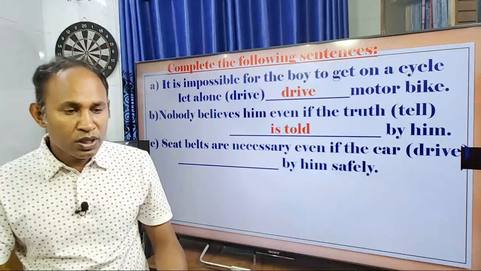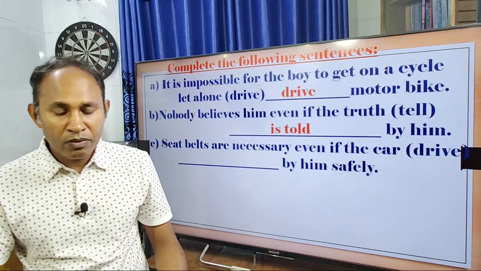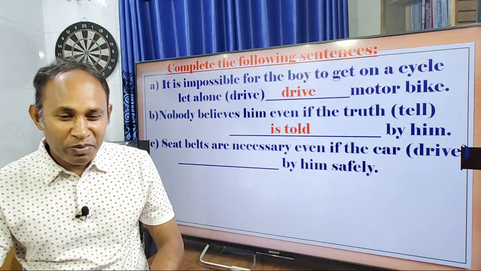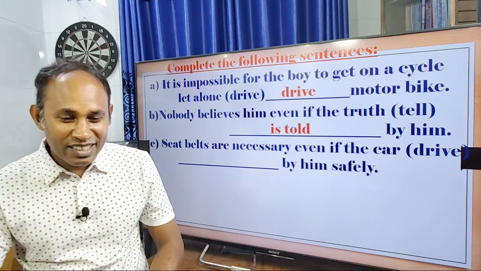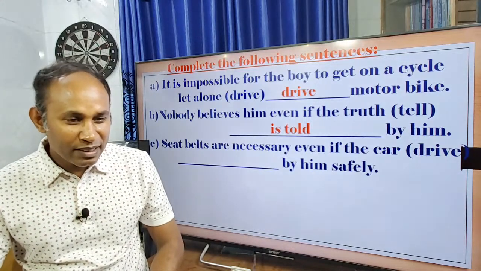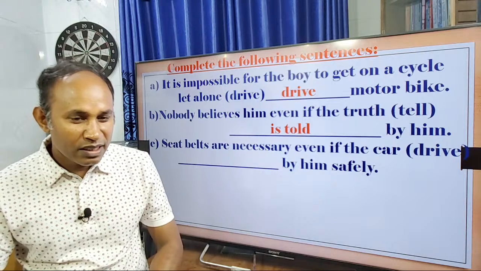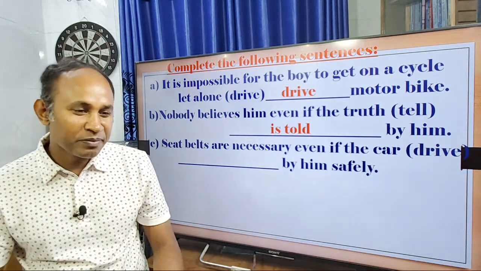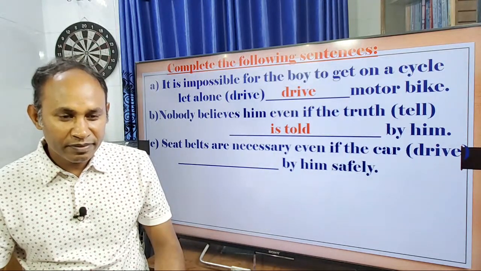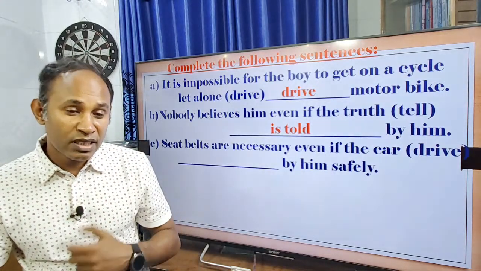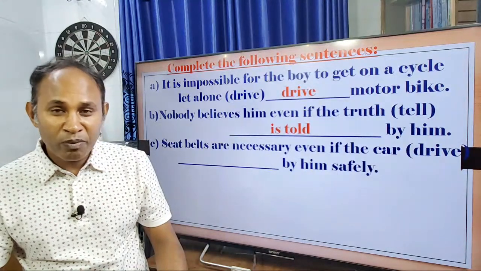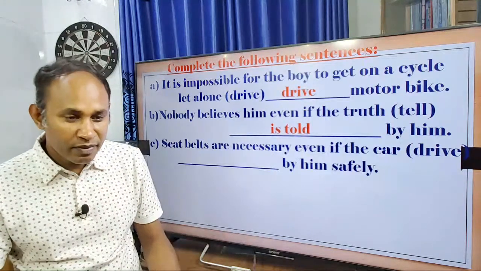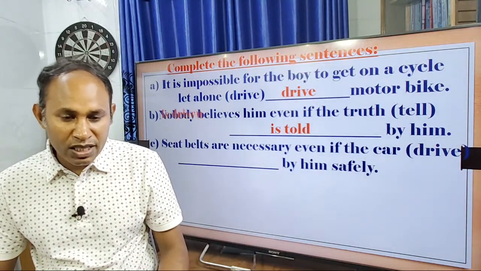Okay, we are going next. So seat belts are necessary even if the car is driven by him safely. Probably you have been so exhausted and tired, and you are rebuking me a lot for lengthening the test. I'm sorry. This is the last slide, probably. Think about it simply. Don't think about it in a complex way. So seat belts are necessary even if the car is driven. Yes, your answer is right.